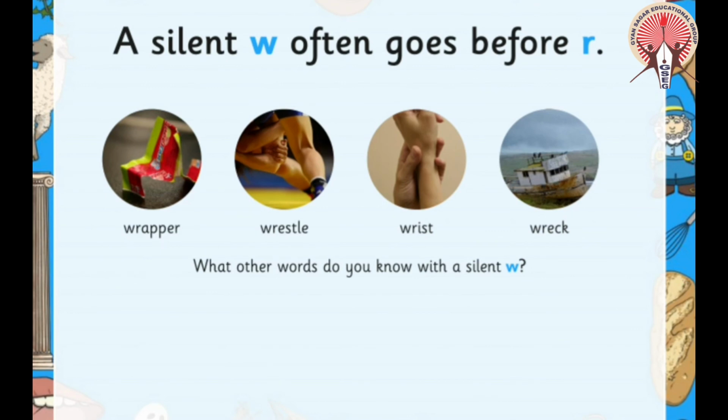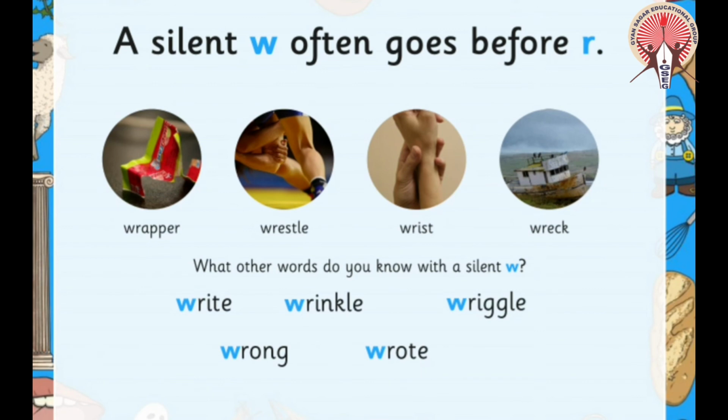Now, let us talk about a silent W. A silent W often goes before R. Whenever you see letter W before R, that W will be silent, students. For example, in wrapper, wrestle, wrist, wreck. What are the other words, students? Write, wrinkle, wriggle, wrong and wrap.